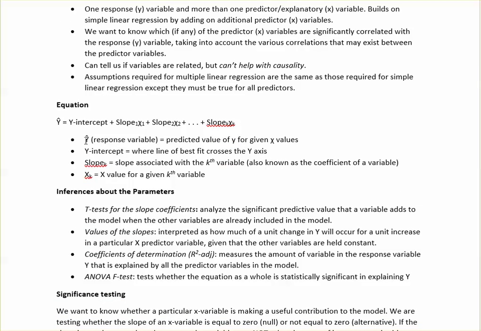So the equation is really similar to the simple linear. You've got your y hat, the response, which is your predicted value of y for given x values, the y-intercept, where the line of best fit crosses the y-axis. You've got your slope k. Slope k is like slope 1, slope 2. So k is just the numbers for however many variables you have, and it's the slope associated with whatever variable. It's also known as the coefficient of the variable. And then xk is just the x value for the k variable. So there's your equation.